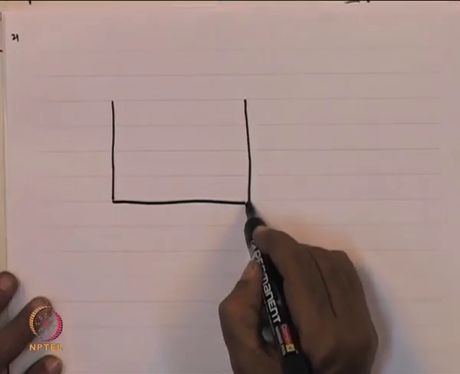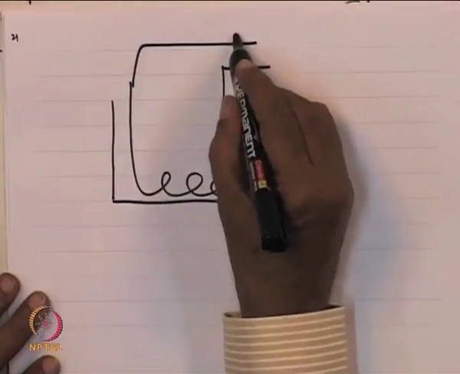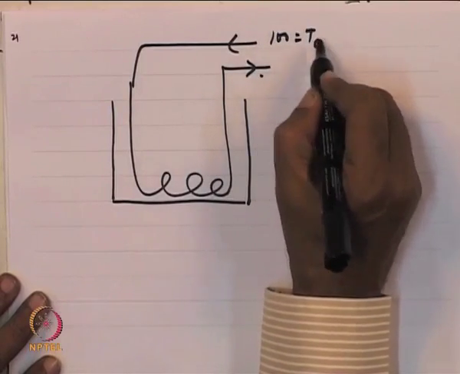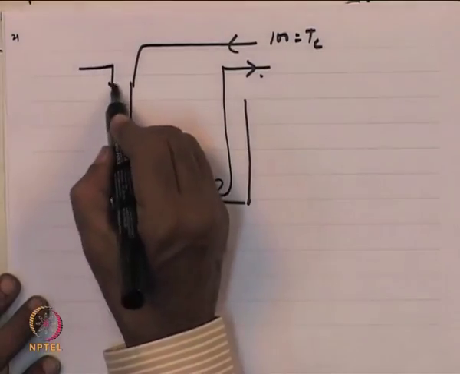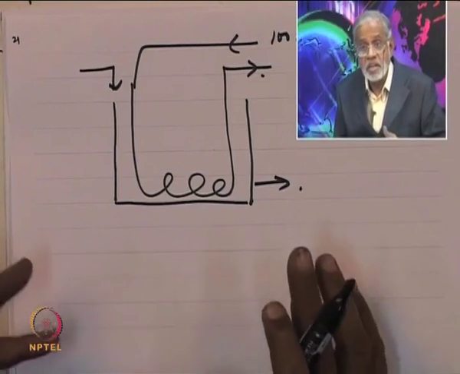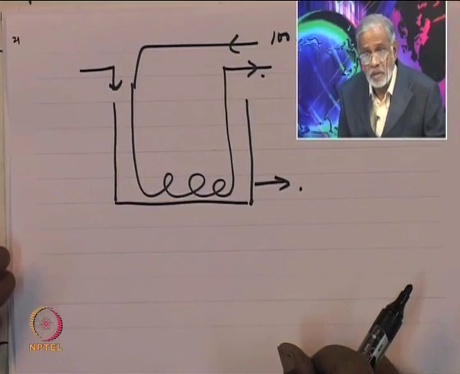So, we have this reactor here, and we have this heating medium or cooling medium, whatever. In this case, it is the heating medium, equal to TC. Feed is coming in, feed is going out. Now, what we would like to know is whether this reactor operation that we have chosen is stable or unstable.